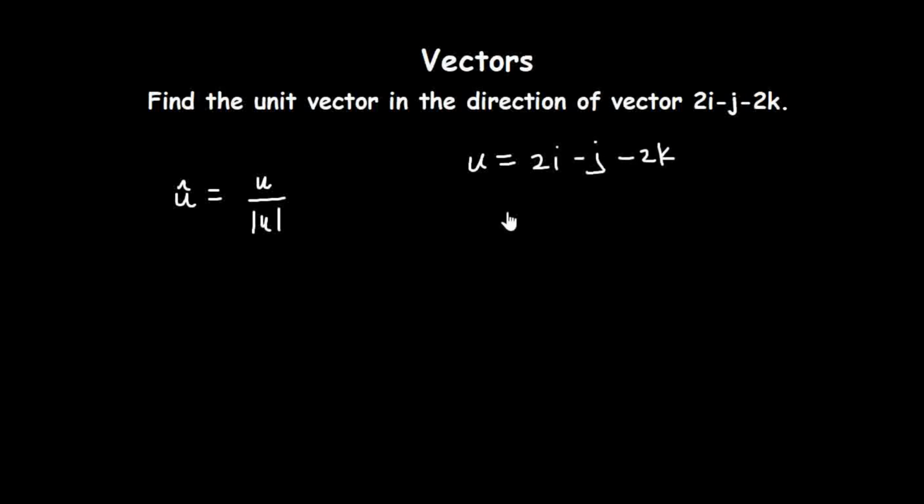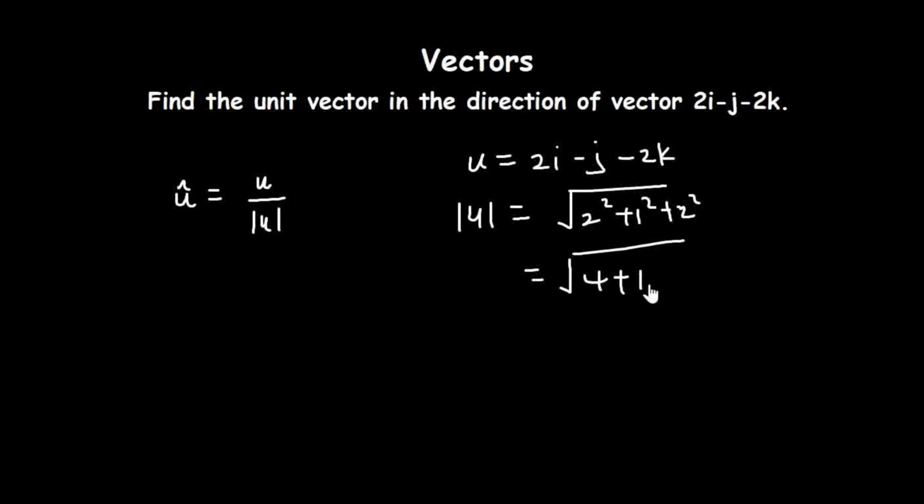So that's the vector. Let's find the magnitude of this vector. That will be equal to the square root of 2 squared plus 1 squared plus 2 squared. So this will be equal to the square root of 4 plus 1 plus 4, which is the square root of 9, and that will be equal to 3. So now we know the magnitude of this vector here.